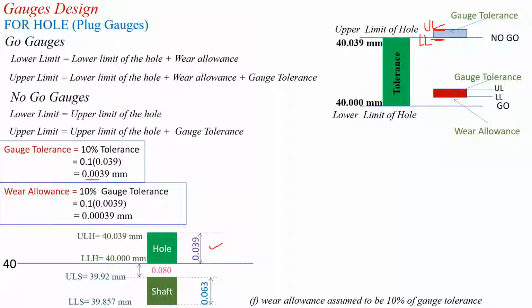Next we have to determine the wear allowance. In the data it is given that the wear allowance is 10% of the gauge tolerance, which is 10% of 0.0039 mm. Then the wear allowance equals 0.00039 mm. So we know the gauge tolerance and wear allowance, and the lower limit and upper limit of the hole. Then we will go for the determination of the limits of the go gauges as well as the no-go gauges.